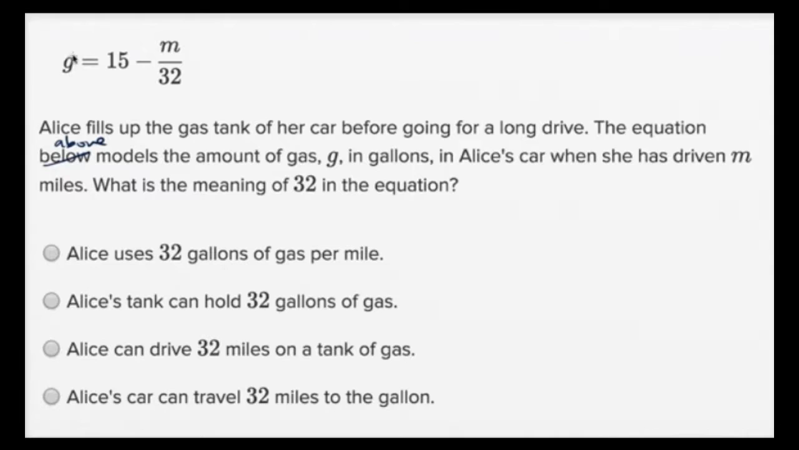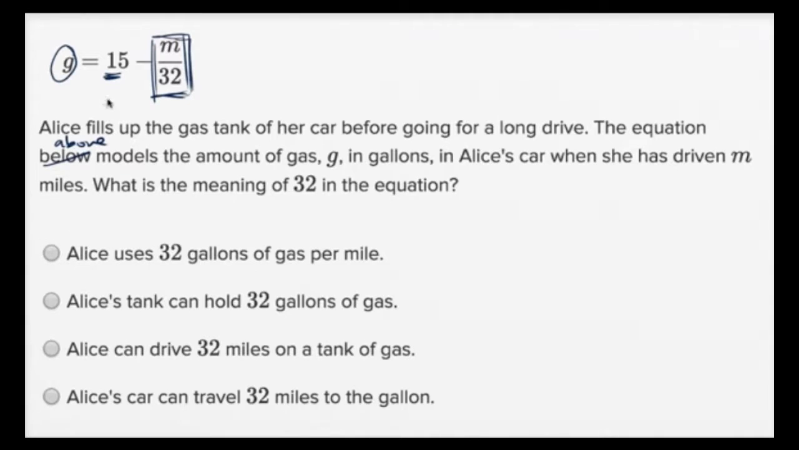All right, let's look up here. This is the gallons that she has left in her car. And what's going on here? It makes sense that when m is 0, when she's driven nothing, she's going to have 15 gallons in her car. And as you drive more and more, you're going to subtract more and more gallons from her car. So this term right over here is the number of gallons used up.